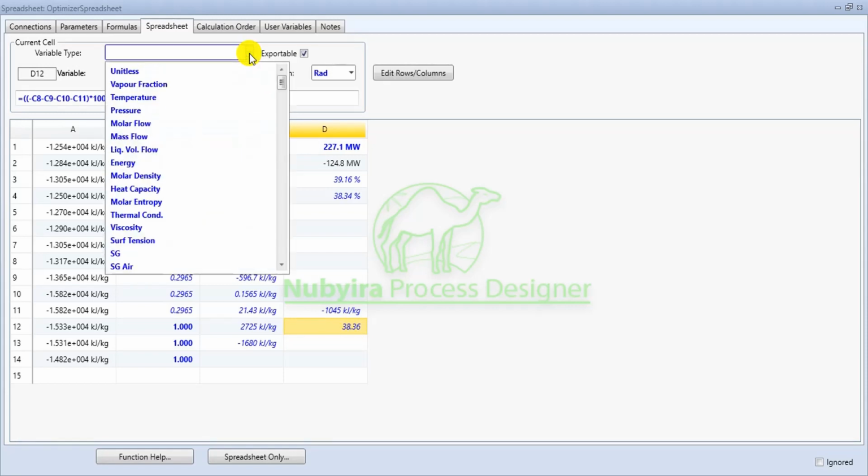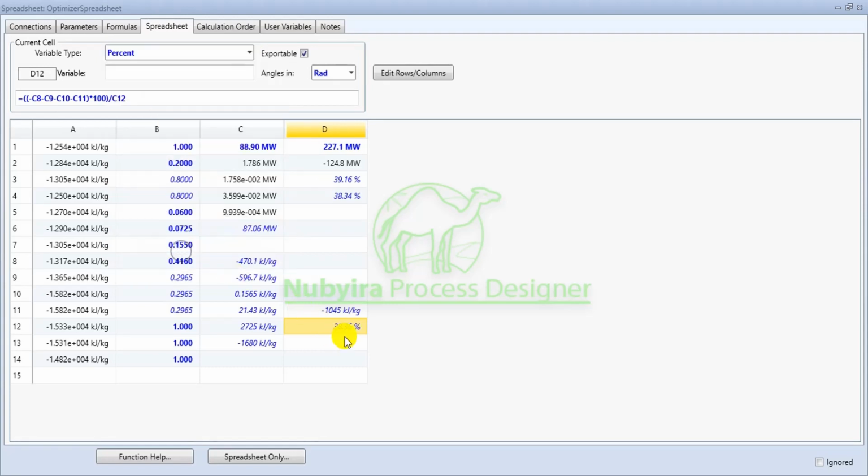So I can write this one to be percent. I've already multiplied by 100 from the formula. So that's the efficiency, the specific efficiency from the process. And you can see it is very close to those produced, which is 34, this is 36. You understand?